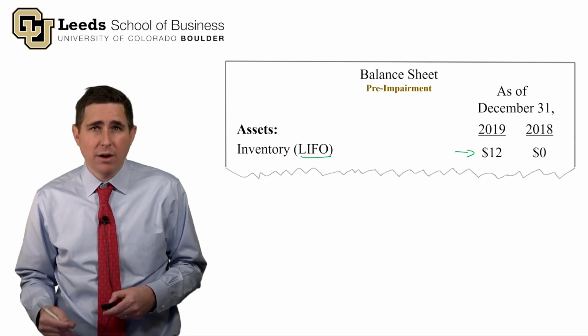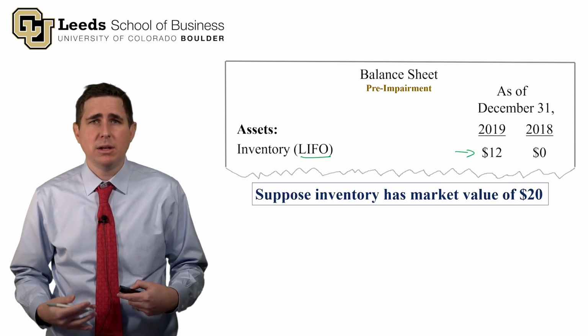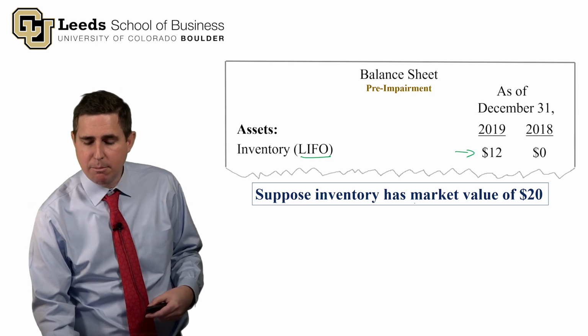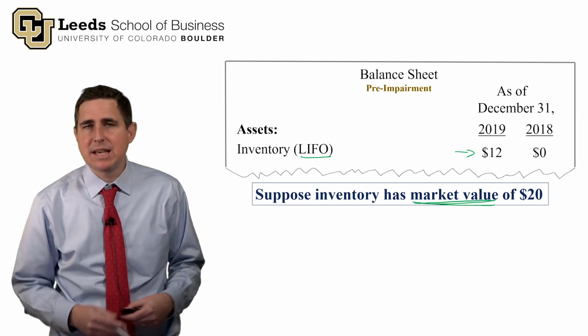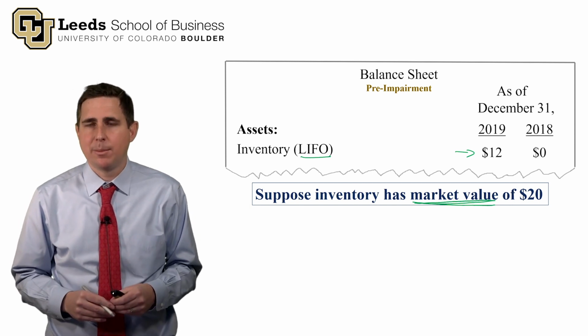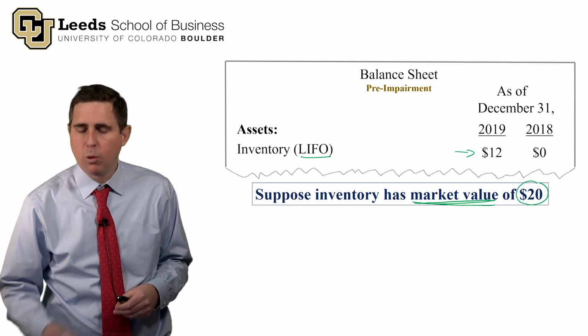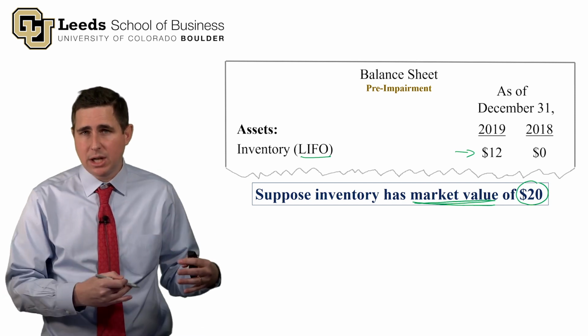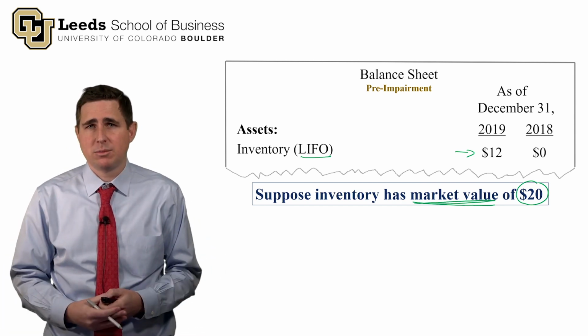Well, that requires an estimate. And so the accounting department will estimate the inventory's market value. What do we think we can sell these cups for? Well, we think we can sell them for $20 in total. So these 7 cups, we think we'll get $20 from customers.